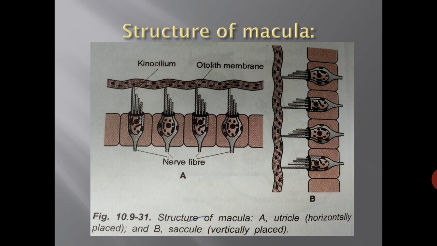So the structure of the macula: A shows the utricle, horizontally placed. This is the otolith membrane, the kinocilia and stereocilia, and the hair cell. And B is the saccule, vertically placed, with the tissue of the macula in a vertical orientation.